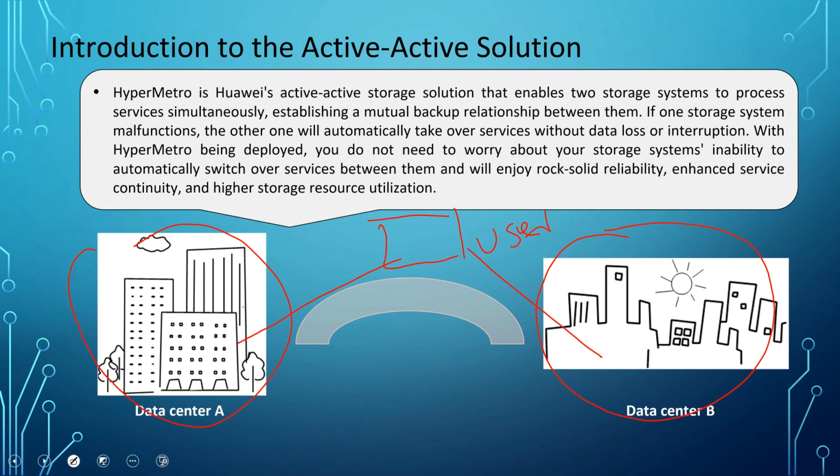For example, if this data center goes down, the user can access from here. So there's no downtime, because the data is simultaneously read and written on both sides. This is called an active-active solution. There will be no downtime, no RTO, and RPO will be zero. This is the basic concept of the active-active solution. So Huawei has the solution HyperMetro, which can provide this type of configuration. Let's see how it works.